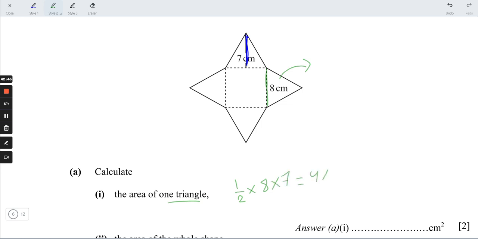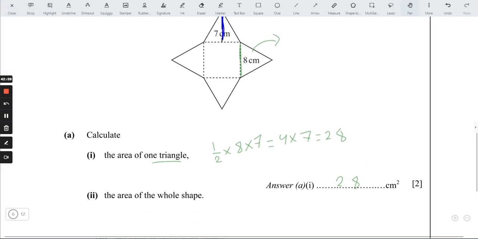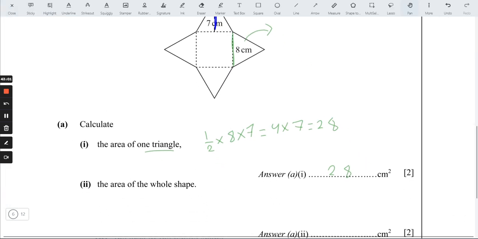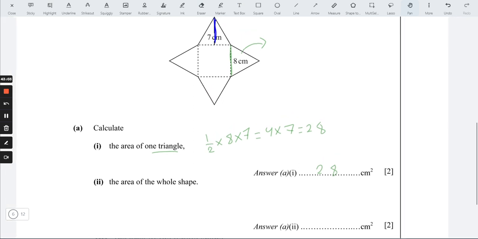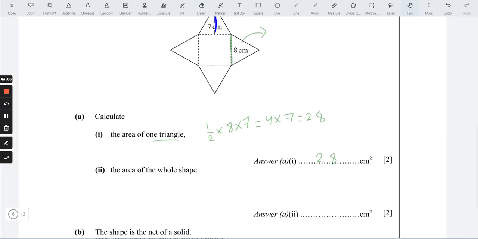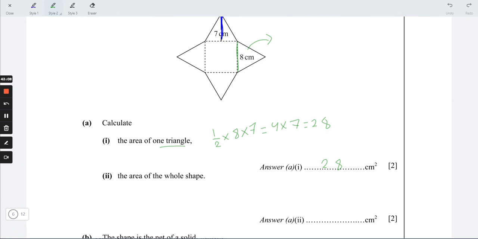This will give us 4 times 7, which is equal to 28. So here we have 28 centimeter square area for one triangle. Part B, the area of the whole shape. Don't forget, the area of the whole shape means the area for 4 triangles and one base square.